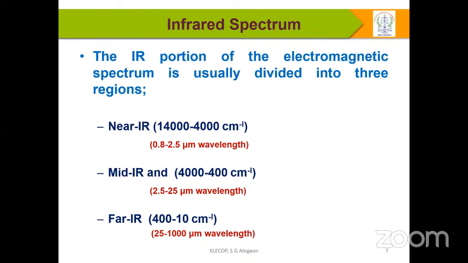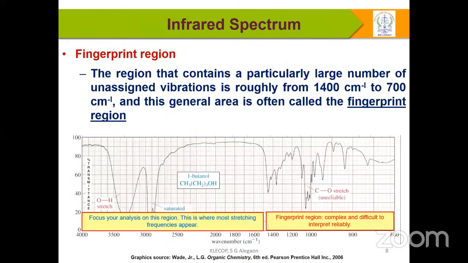reciprocal centimeter. And another reason, as I told you, stretching is very important in 3600 to 1500, and the other region we can call the fingerprint region, which usually contains a large number of unassigned vibrations. I'll just repeat.